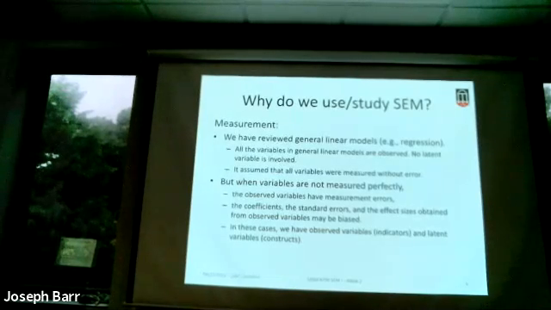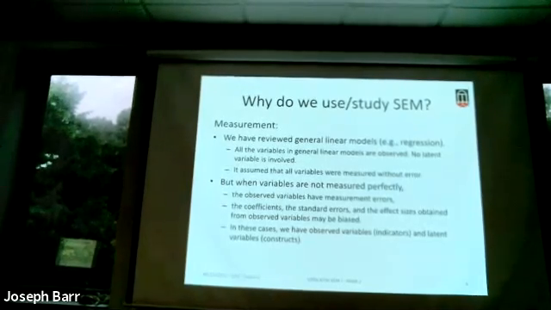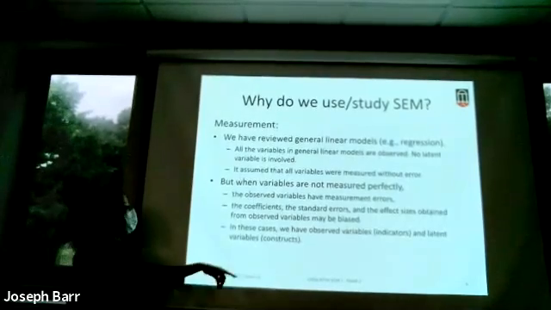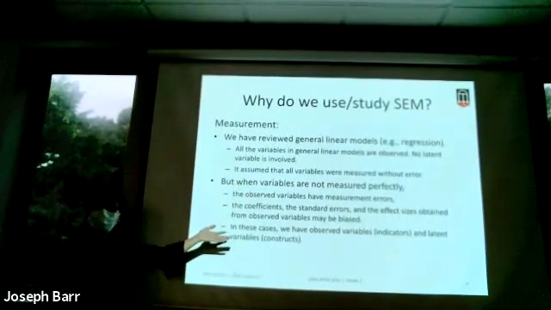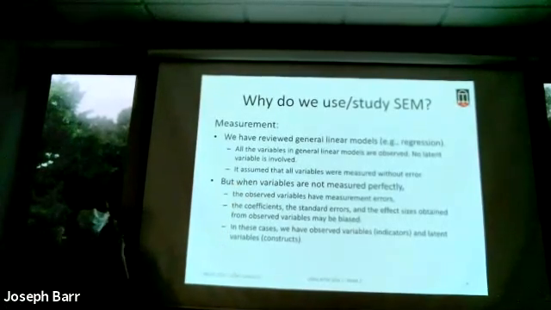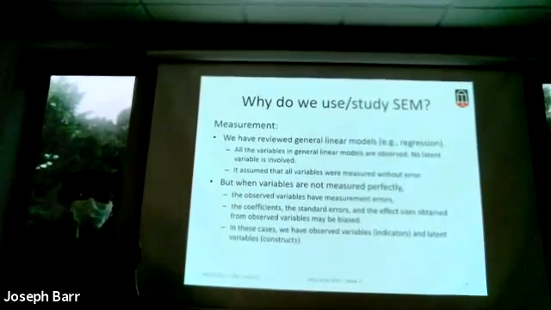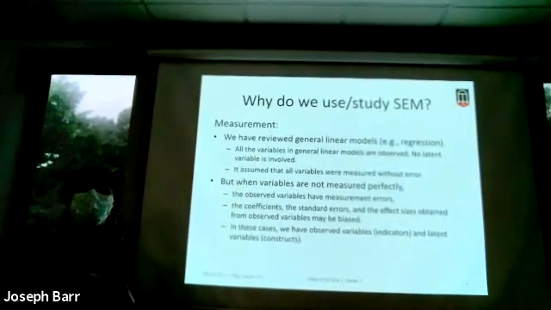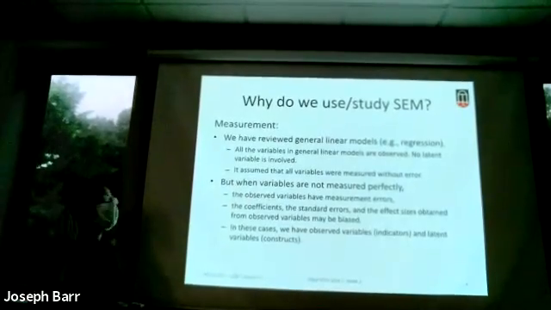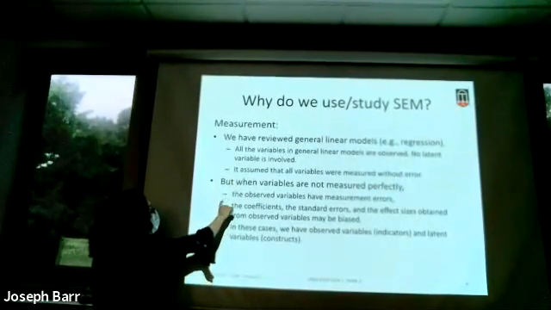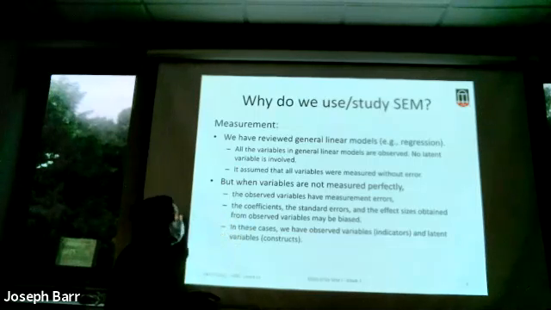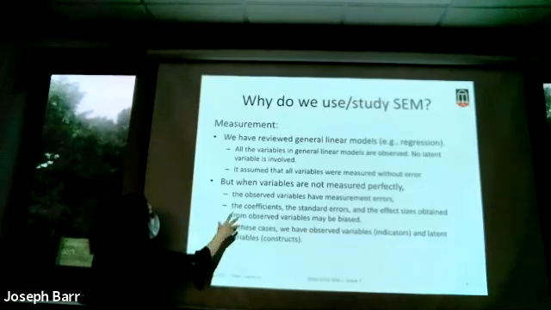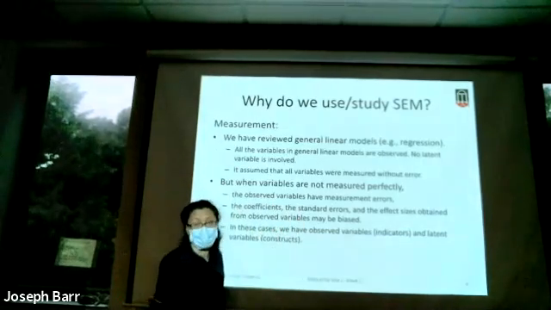We use linear regression in many cases, but there are a lot of assumptions. First, about the measurement: all the variables in linear regression are observed variables. We assume that the observed variable is the true variable, the variable we want to measure. So there's no measurement error, and no latent variable is involved in linear regression. But in reality, variables are not measured perfectly.